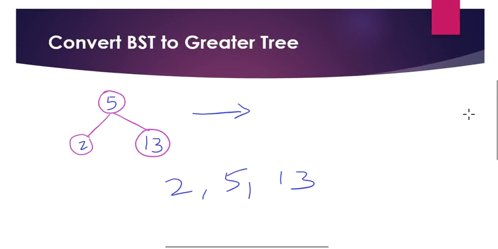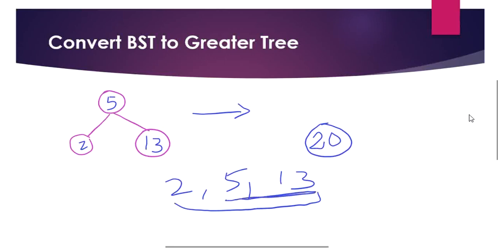In that case, if you see, 2 is the lesser number, so it should have the sum of 2, 5 and 13. So the sum would be 20. Now moving on to node 5, 5 plus 13 should be there in the node 5. So 5 plus 13 is 18. And finally 13 is the greatest of all, so we don't have to add any values with 13 and simply the node contains 13 again.